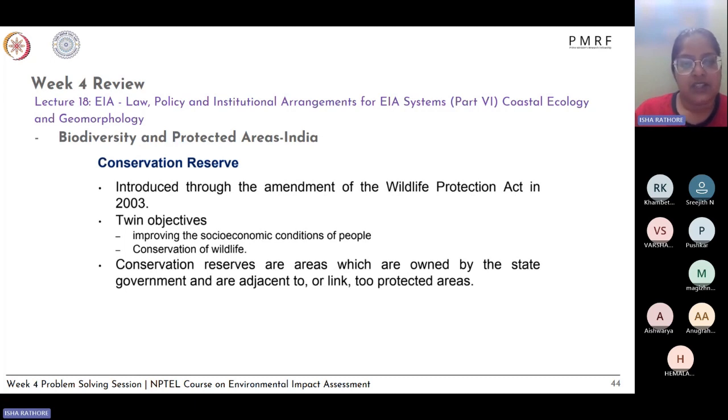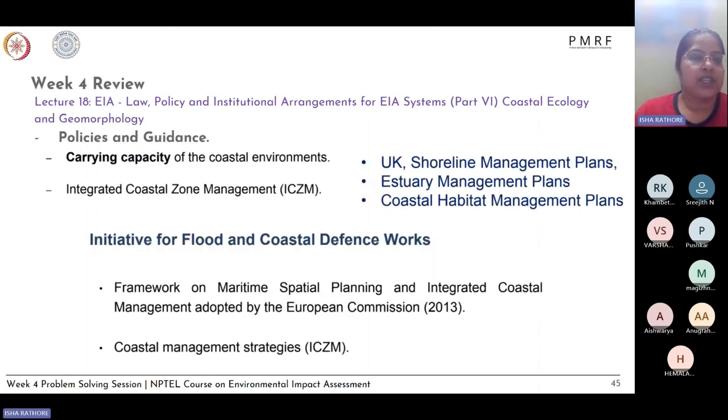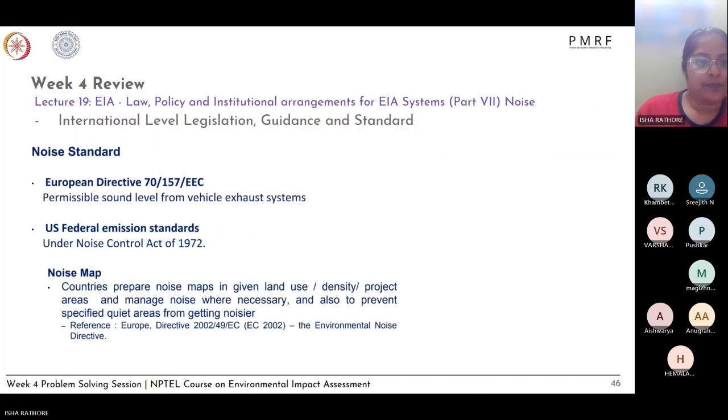So conservation reserves are areas which are owned by the state government and are adjacent to or linked to protected areas. Then we also looked at certain policies and guidelines. We looked at the UK shoreline management plans, estuary management plan, coastal habitat management plans. We also looked at the initiative for flood and coastal defense work. We looked at the framework on maritime spatial planning and integrated coastal management, which was adopted by the European Commission, and the coastal management strategies, ICZM.